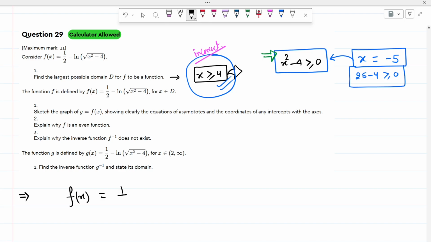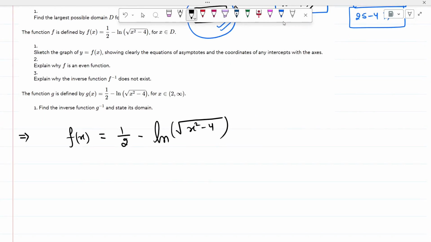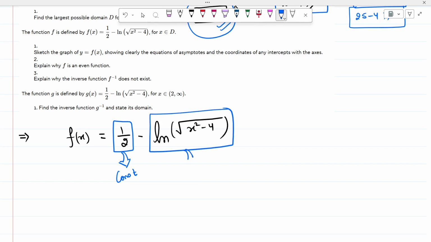So f(x) is 1/2 minus ln of root over x squared minus 4. Very nice. So first of all, let us see the complete explanation. Your f(x) is composed of two different functions. This is the constant function, and this is your logarithmic function. This is the subtraction of two different functions.